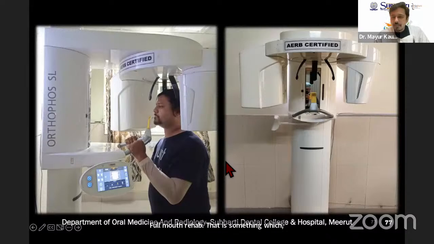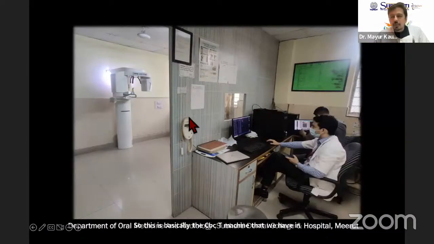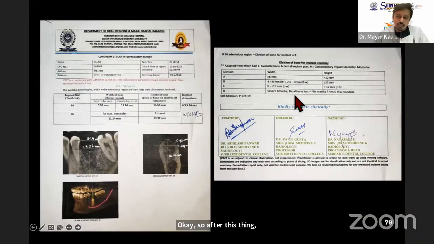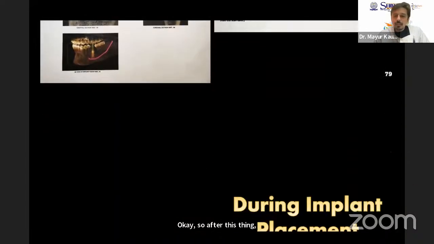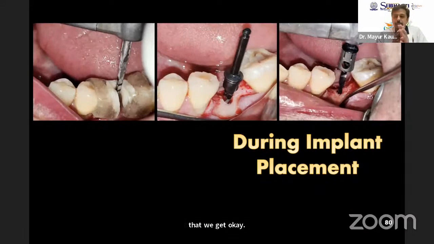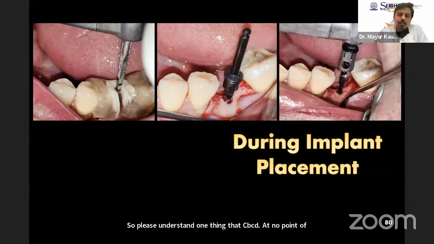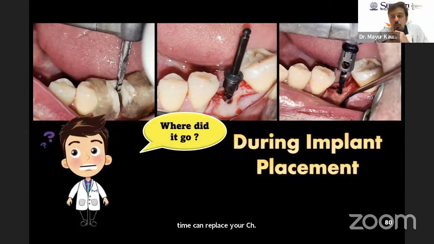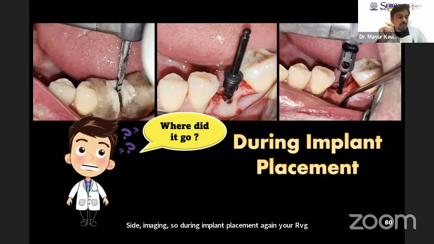So this is basically the CBCT machine that we have in our college. We normally get it done from the city also. This is the analyzing unit that we have there. Okay. So after this, this is the report that we get. Please understand one thing, that CBCT at no point of time can replace your chairside imaging. So during implant placement, again, your RVG plays a major role. So this is just a point which I'll be touching as such.